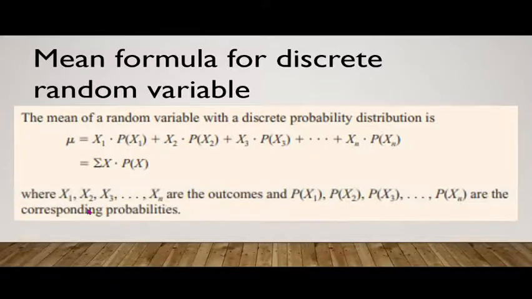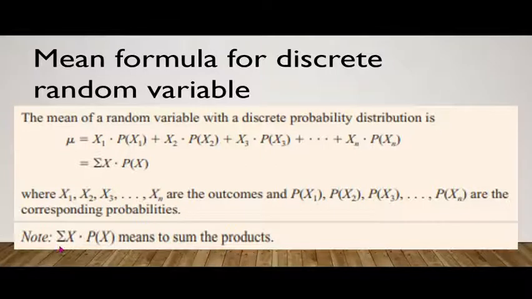Okay, we have to note that x sub 1, x sub 2, x sub 3, all the way to x sub n are the outcomes, and then p of x sub 1, p of x sub 2, all the way to p of x sub n are what we call the corresponding probabilities of x. Also, the summation of x times p of x means to sum the products.